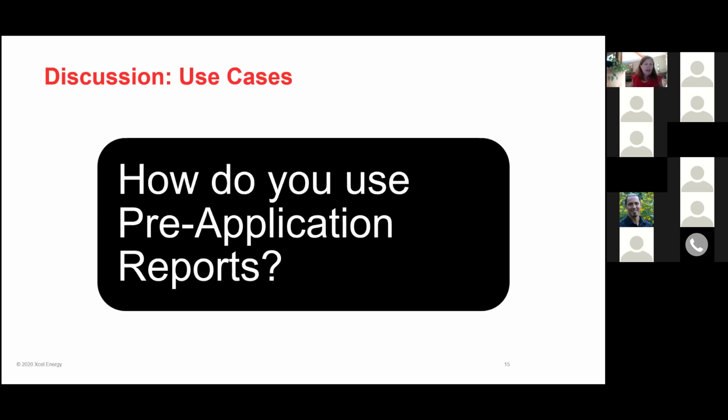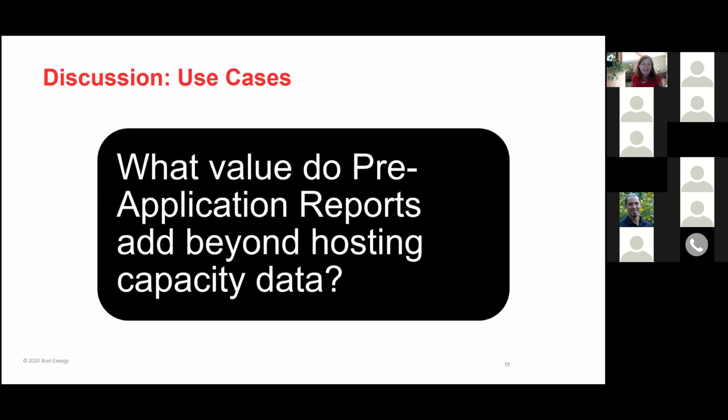All right, not hearing anyone else and knowing we have a lot to get through, our next little teaser question is, what value do pre-application reports add beyond capacity data? Or maybe they don't add any data, but I've heard from people that you're using them, so I would assume that you're getting some good value out of that.